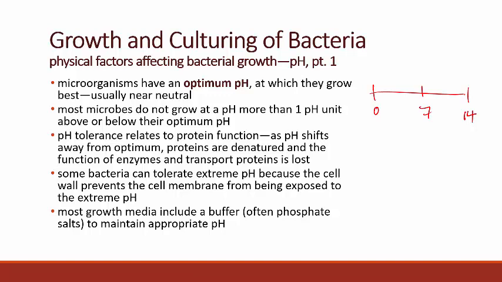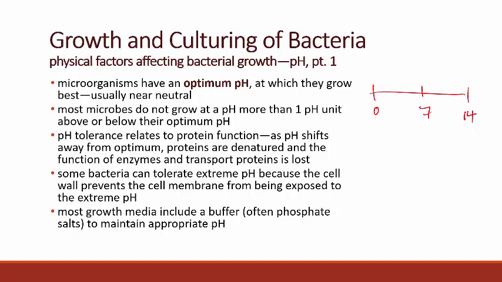And whatever the optimum pH for the bacterium is, usually if you shift more than one pH unit above or below that optimum pH, then you move the bacterium outside of its comfort zone and it won't grow. So pH tolerance, the ability to tolerate a range of pHs, all relates directly to protein function. Because when pH shifts away from whatever the optimum is for that bacterium, then the proteins get denatured, they unfold, and they lose their function. And so primarily what we're talking about is that as pH gets away from optimum, then the functioning of the enzymes that are making chemical reactions happen, and the transport proteins that are found in the membranes of the cells, the function winds up being lost.